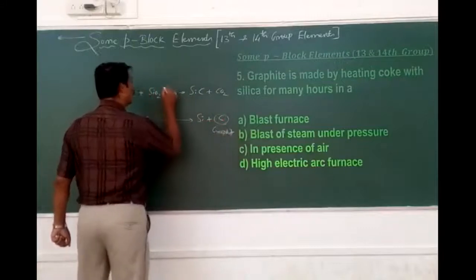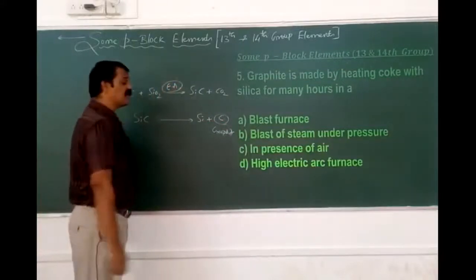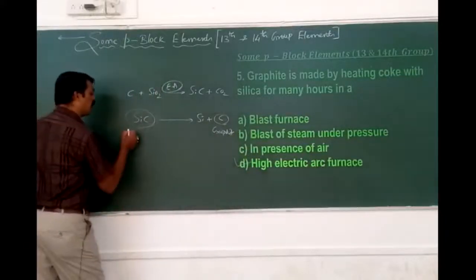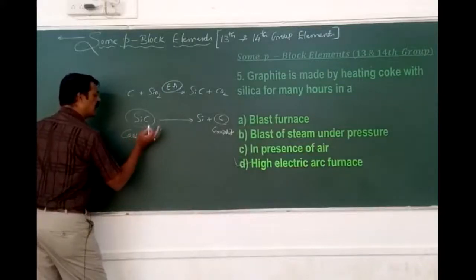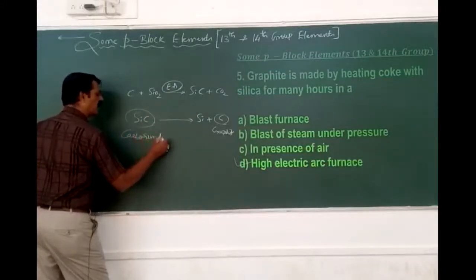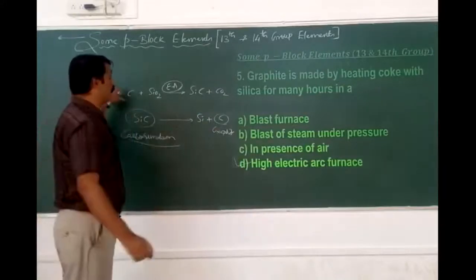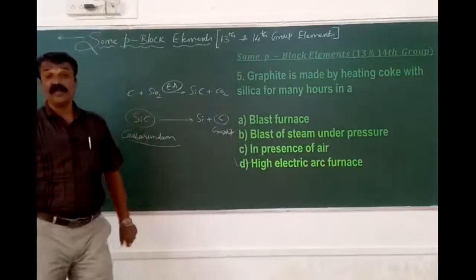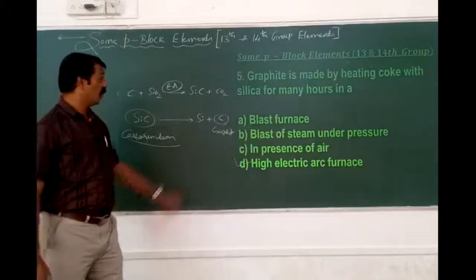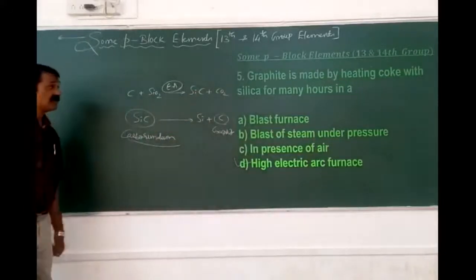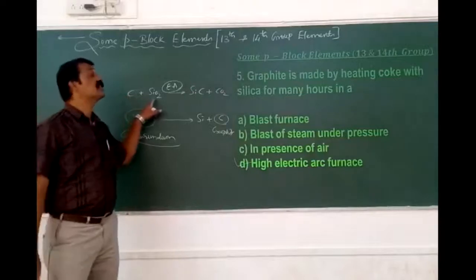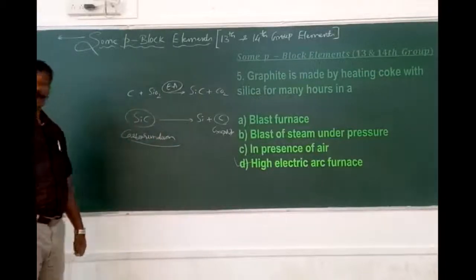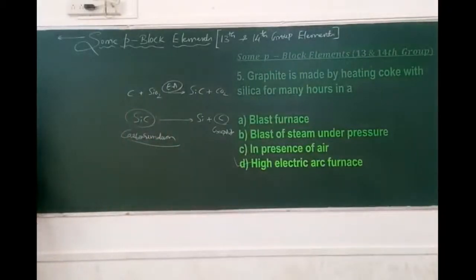But here an electric arc is necessary, so it has to be heated in a high electric arc furnace. This is called silicon carbide, also called carborundum, an intermediate obtained during the preparation of graphite from coke. Carborundum is a carbide of the element silicon. Therefore the fifth answer is D: graphite is made by heating coke with silica for many hours in a high electric arc furnace. Okay, let's move on to the sixth one.